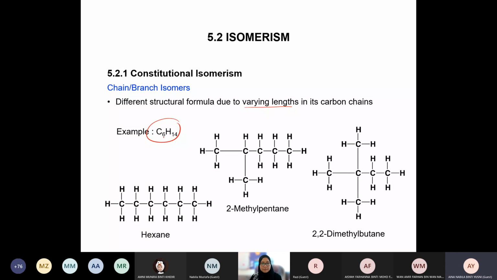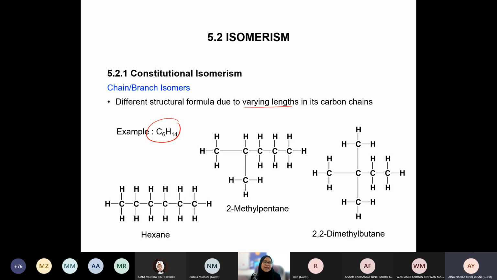So in the atom we have carbon, in the molecule we have carbon and also hydrogen. And how many carbon do we have in it? We have 6. And how many hydrogen we have in the molecule? 14. But how they are arranged in the molecule, we don't have that information. So this is what we call isomerism. Okay, so we may arrange them into a few structural formulas.